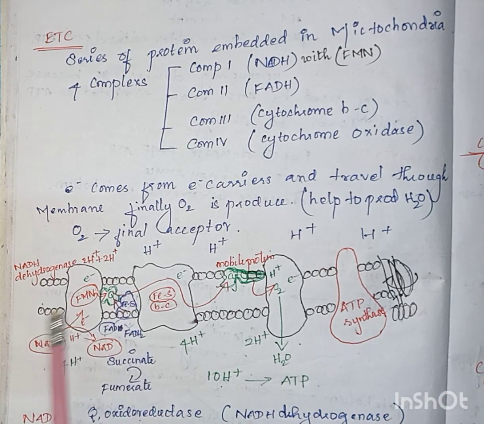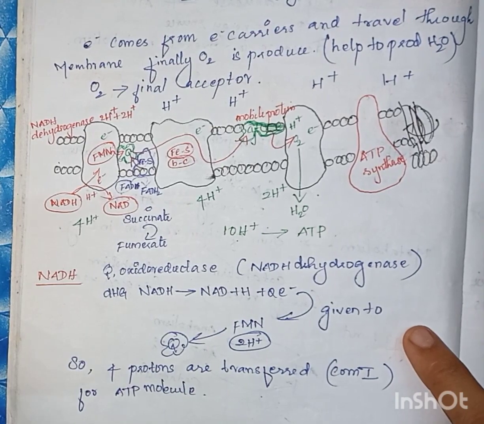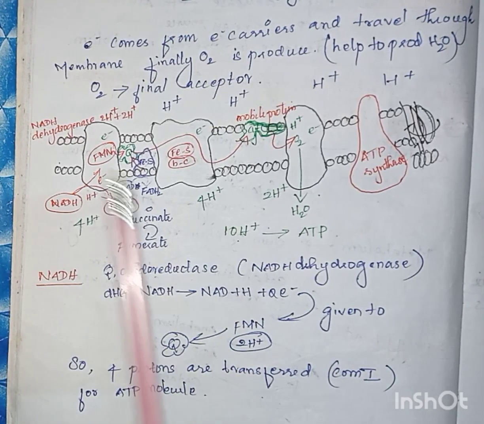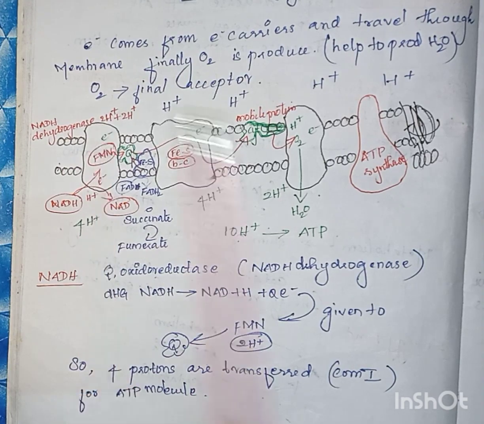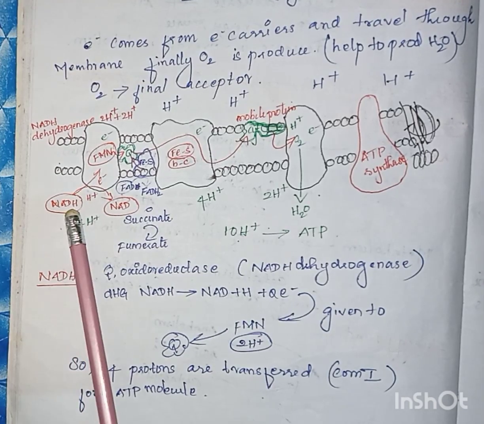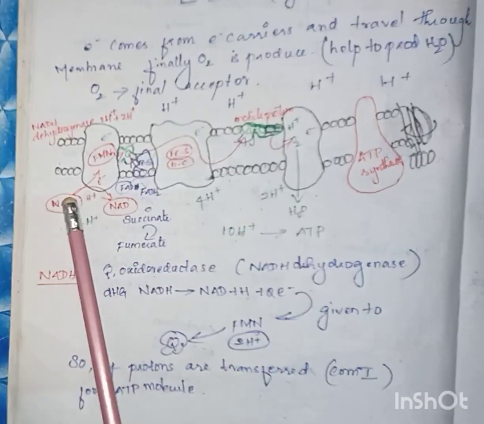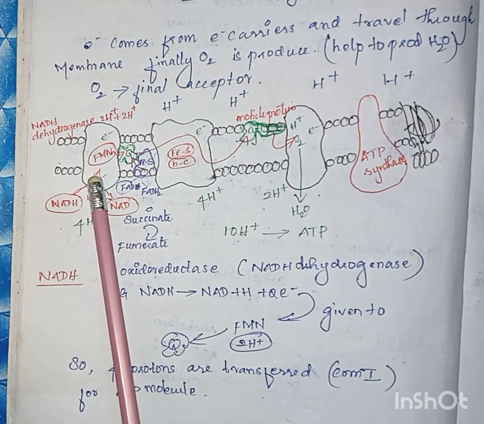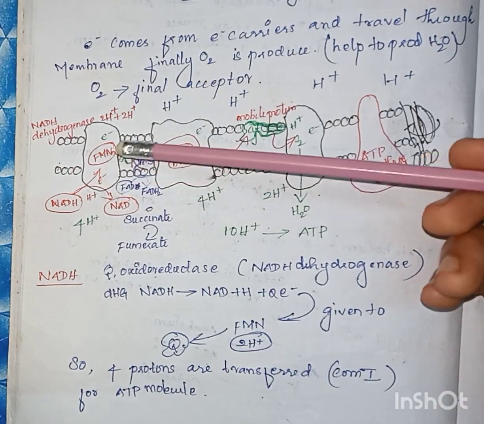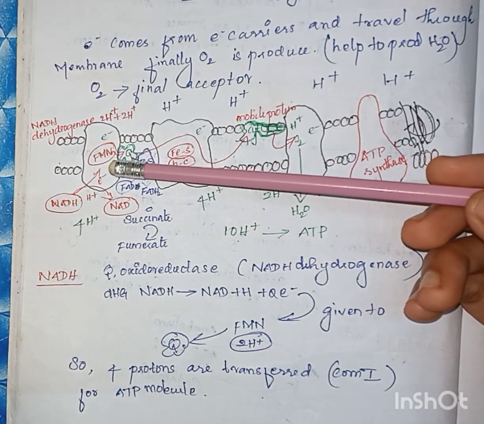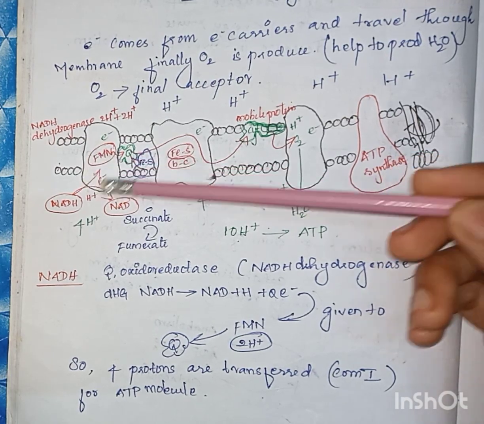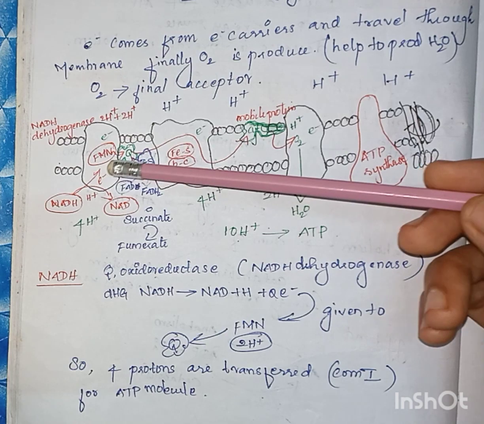This is complex 1. In the first complex, that is NADH, there is an enzyme called NADH dehydrogenase. This enzyme helps in the oxidation of NADH to NAD. By this oxidation, it donates 2 electrons to complex 1. There is another molecule called FMN, which also donates 2 electrons. So in total 4 electrons are generated with the help of complex 1.